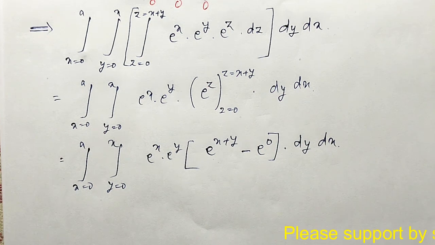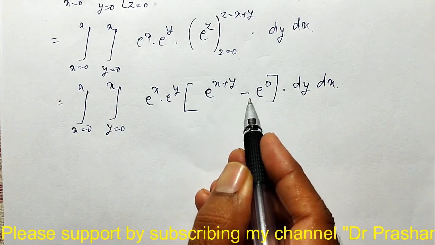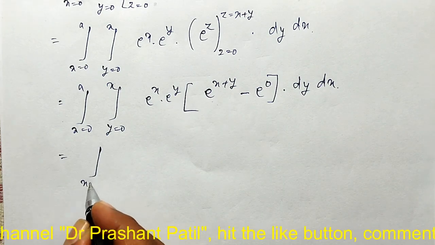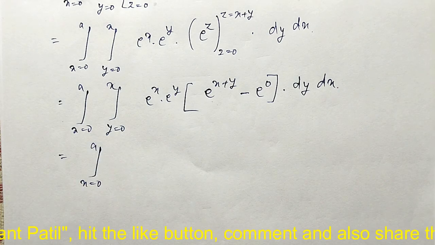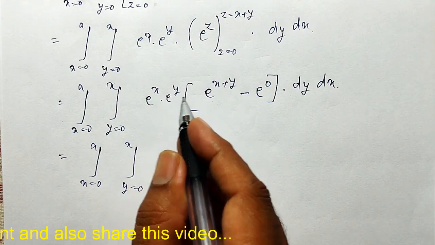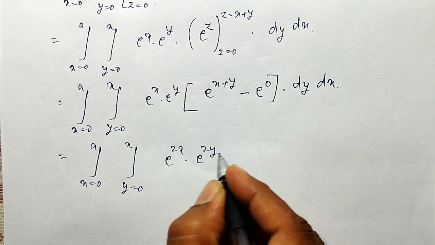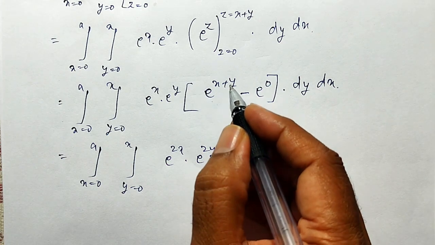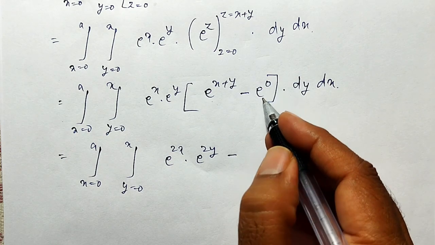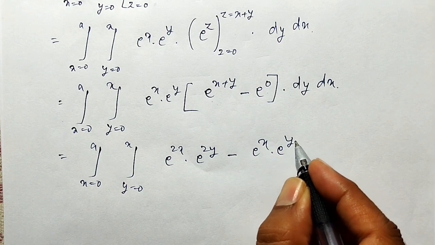Now whether it is integrable with respect to y or not, we have to check. It is not yet integrable. I will simplify this one and then we can integrate. Multiply these two inside and then integrate. Integration from x equal to 0 to a, and y equal to 0 to x, e raised to x into e raised to y into e raised to x, it will become e raised to 2x into e raised to 2y. This also can be written as minus e raised to x into e raised to y, because e raised to 0 is nothing but 1, therefore 1 into e raised to x, e raised to x into e raised to y.